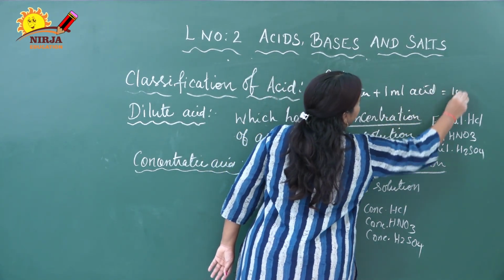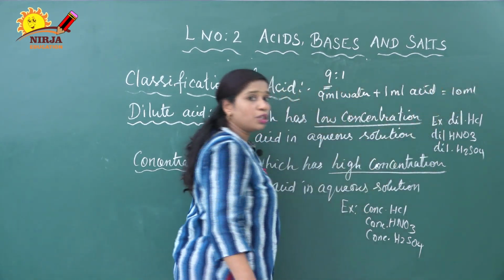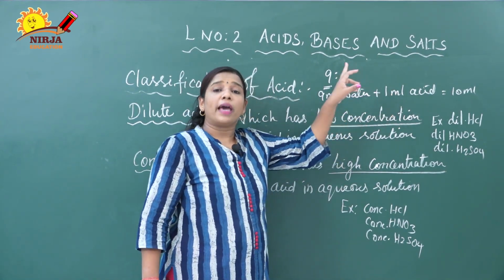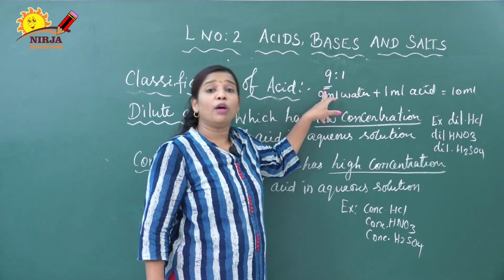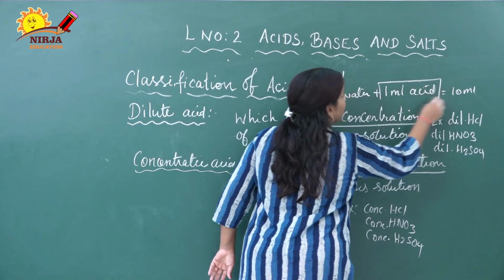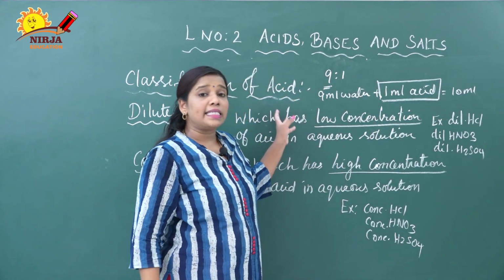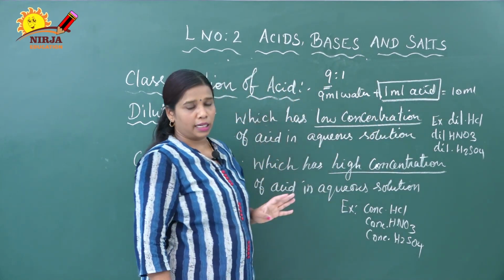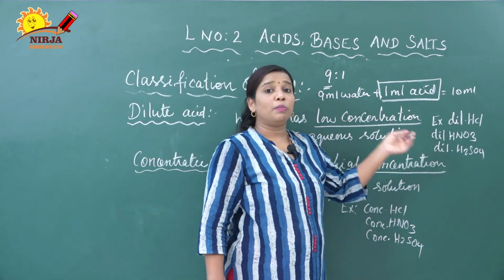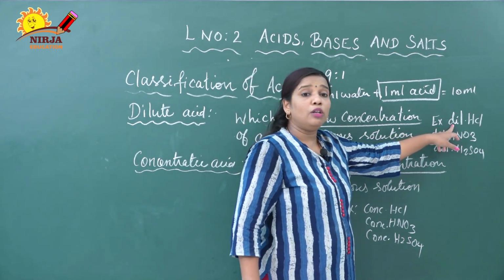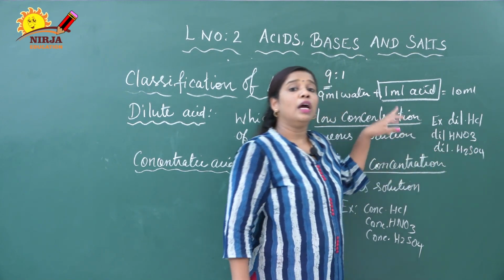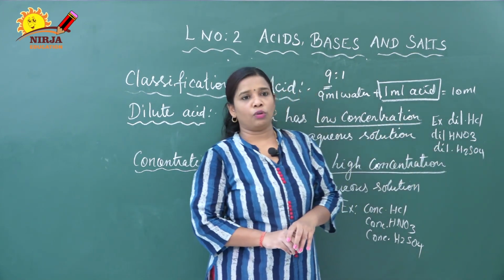So the total is 10 ml of acid solution, but here the concentration is 1 ml of acid mixed with 9 ml of water. So here the concentration of acid is very low. That acid is called dilute acid. I hope you have understood. For example, for all acids we can write the word dilute before them: dilute HCl, dilute nitric acid, dilute H2SO4.